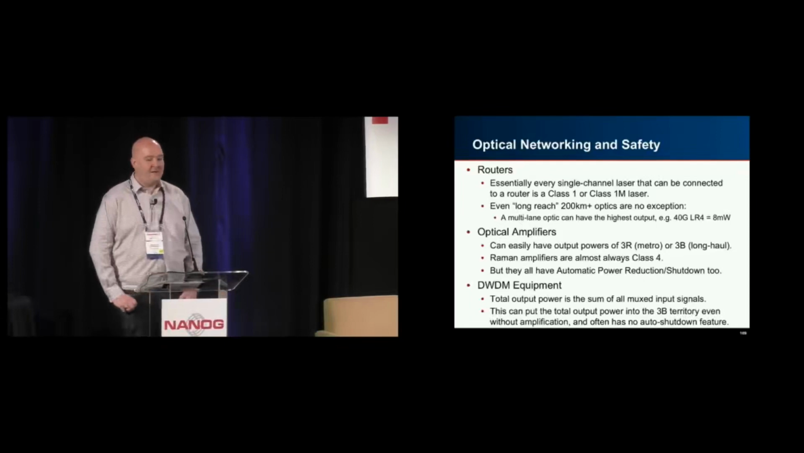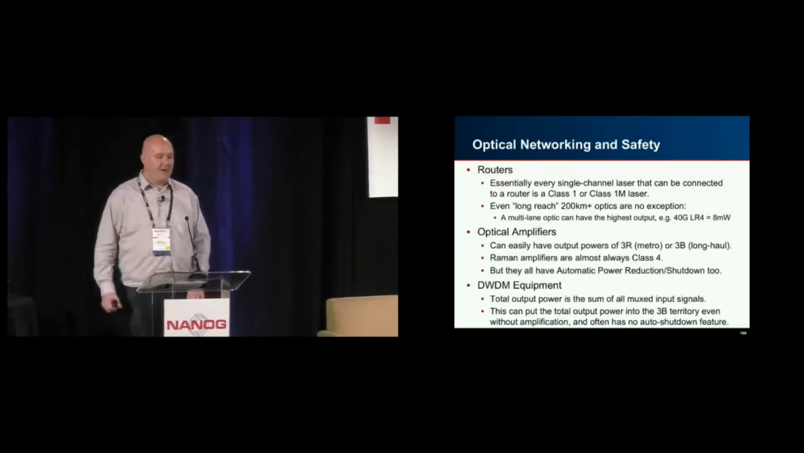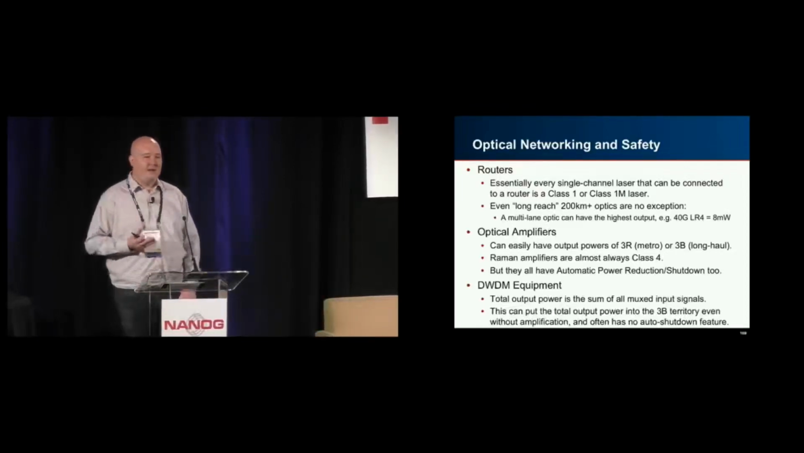Inside of an optical amplifier, they can very easily have output powers that go into 3R and 3B. And Raman amplifiers are almost always class 4. But they legally have to have auto power shutdown or reduction systems. And if they don't, they can't legally be sold.